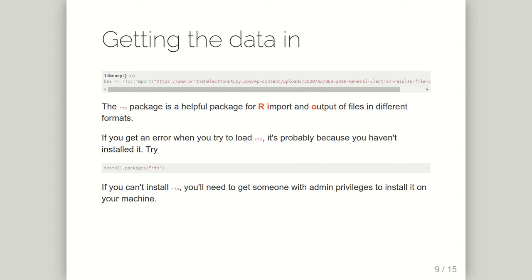What I would use to get that into R is another add-on package called rio, and we can import the file just by popping in the URL. There's no requirement to download it first. You probably won't have that rio package installed by default, and so you will need to install it first by executing the highlighted code. If you still can't install it, if there's an error message that crops up, that probably means that you need to get someone with admin privileges to install it for you.